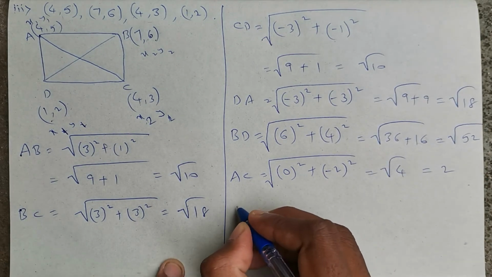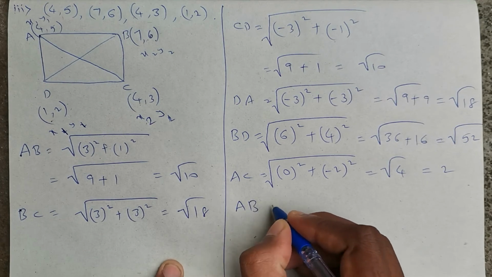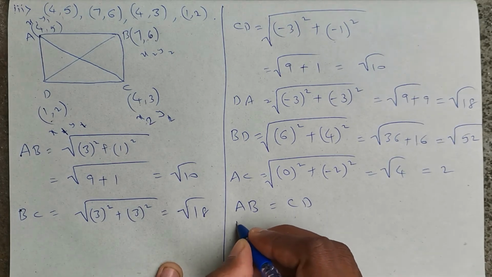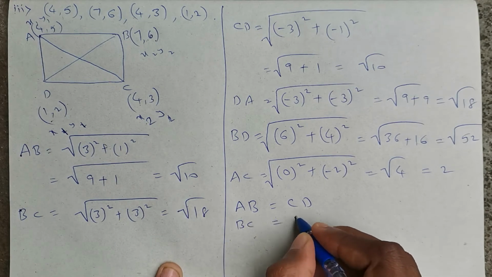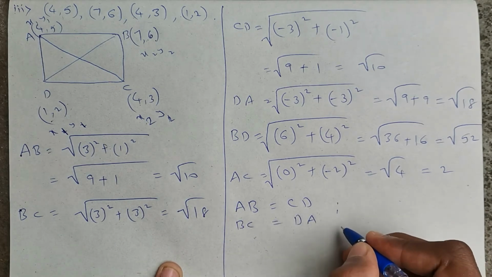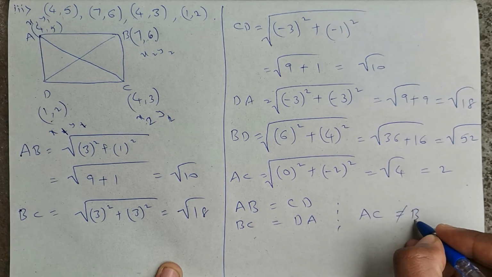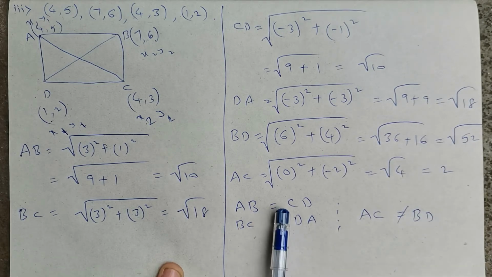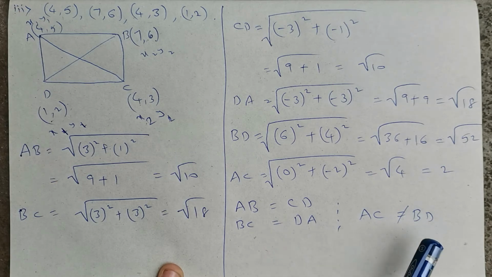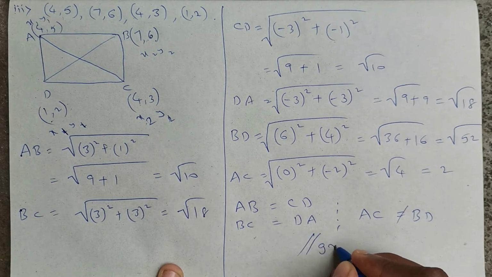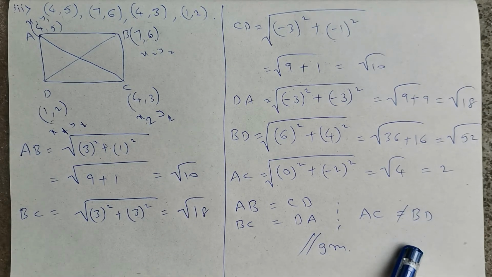So from this we can conclude AB is equal to CD, BC is equal to DA, then AC is not equal to BD. Opposite sides are equal to each other but diagonals are not equal. So we can conclude this is a parallelogram. In case if diagonals are also equal, then it will become a rectangle, otherwise a parallelogram.